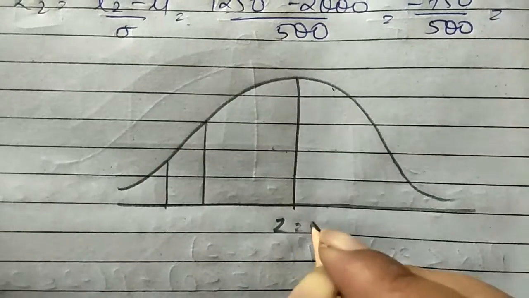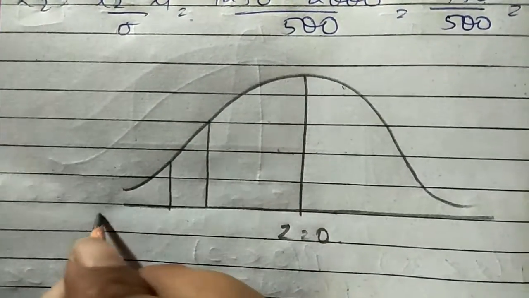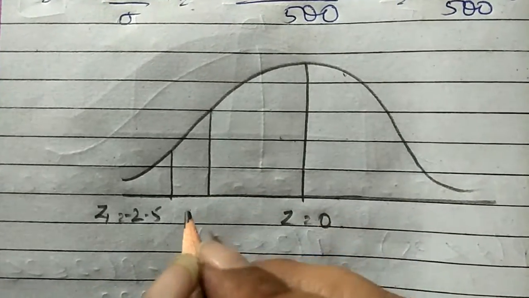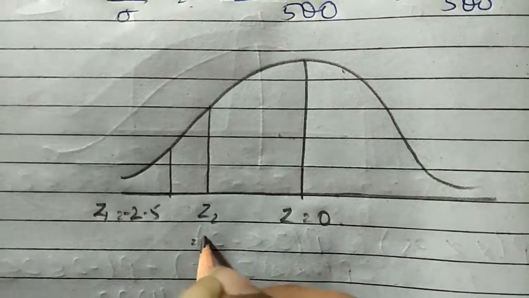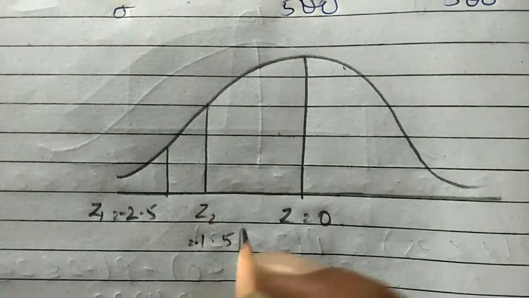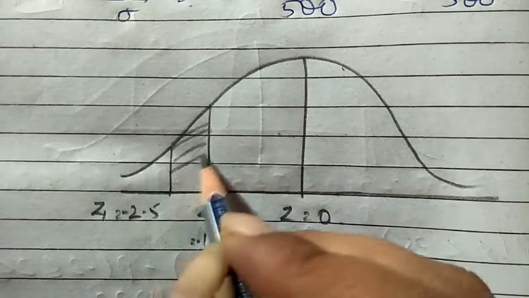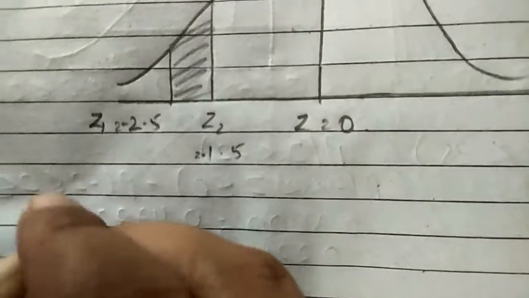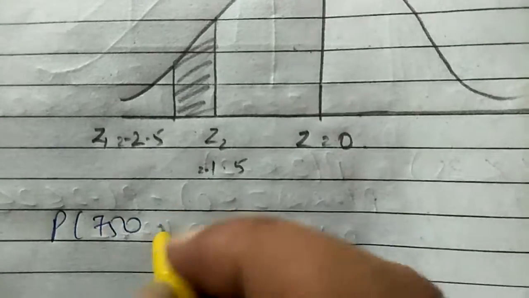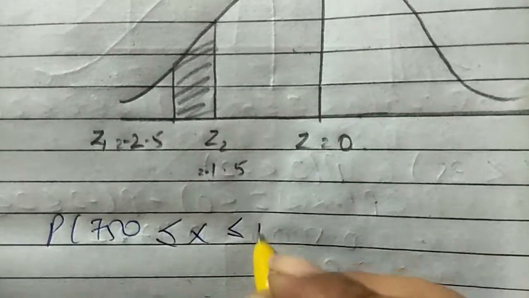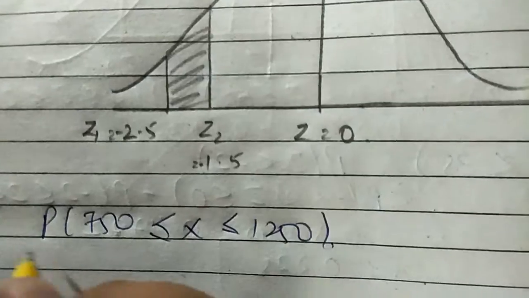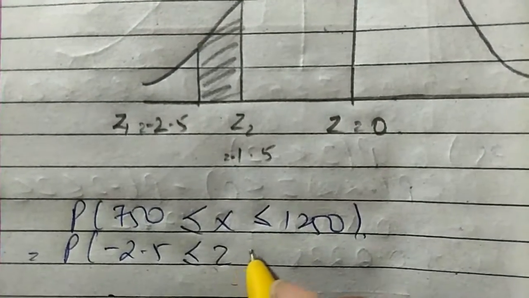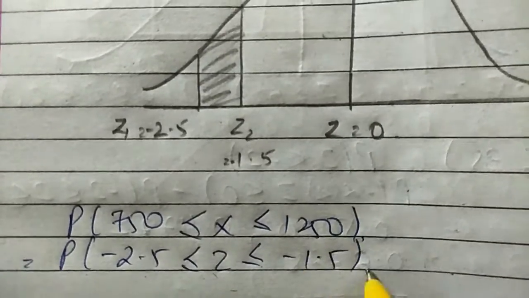Okay, so this is x = 0. This is z1 = −2.5 and z2 = −1.5. This portion we will shade. So now P(750 ≤ x ≤ 1250) is P(−2.5 ≤ z ≤ −1.5).